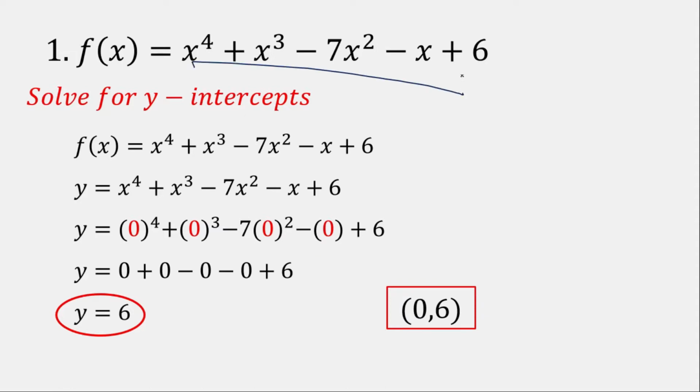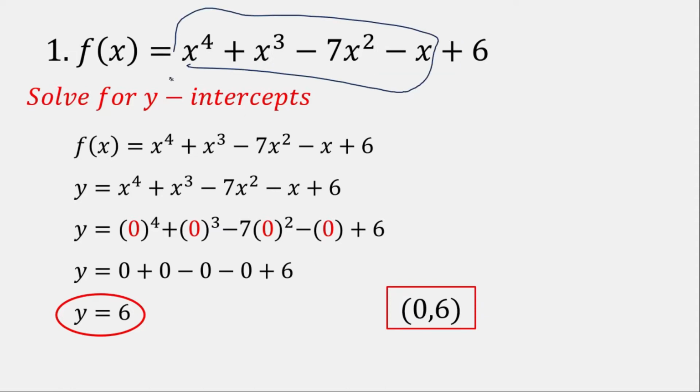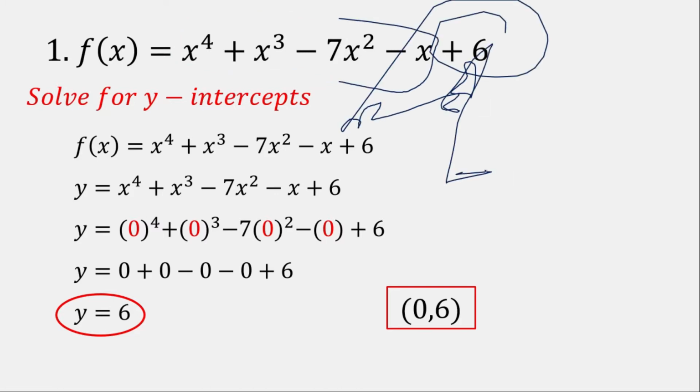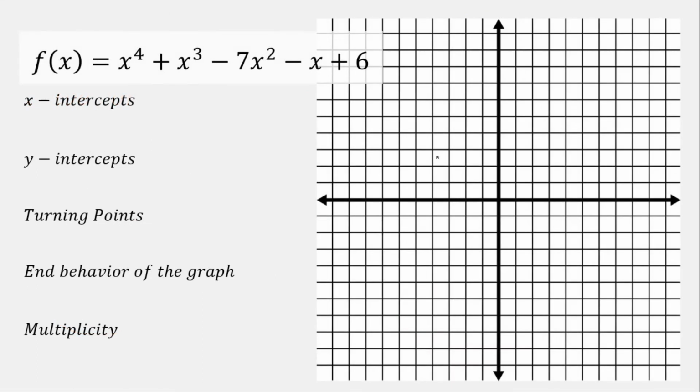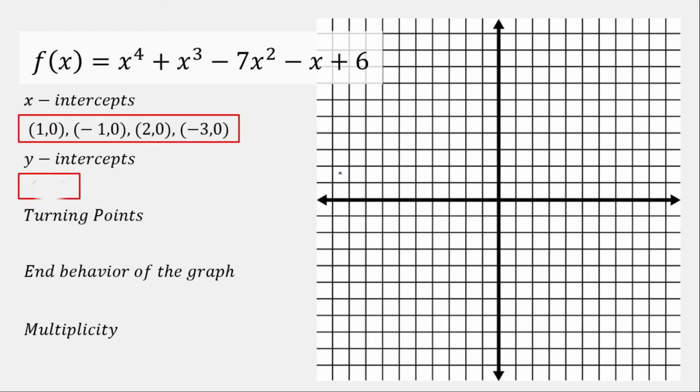If there are polynomial functions here, if there are variables x, you could just look up the constant term, that is our y-intercept. Now, as a recap, we have our x-intercepts and our y-intercepts. We need to plot all these points. We have 1, 0. Negative 1, 0. Hope you could follow my sketch. 2, 0. And negative 3, 0.